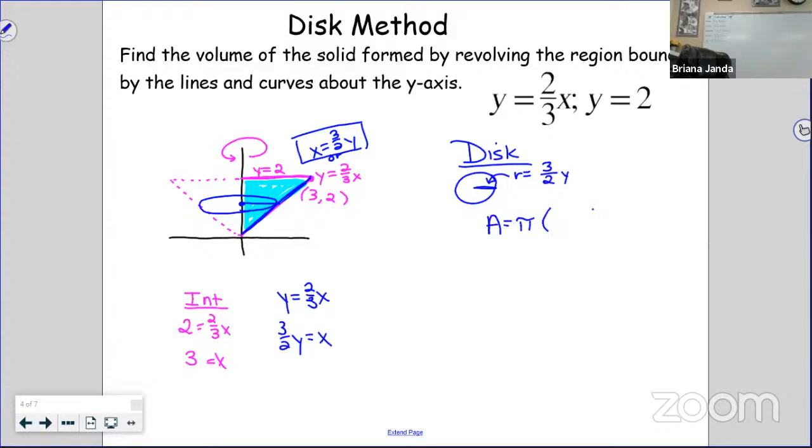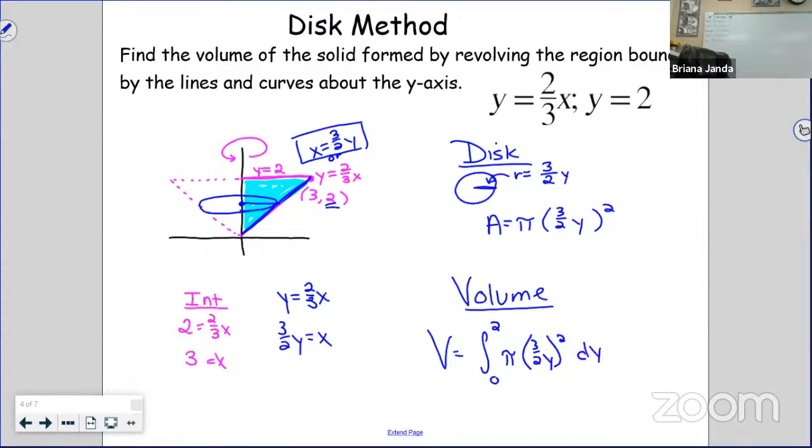Area equals pi r squared. Our radius, we now know, is 3/2 y. You are absolutely welcome to leave it like that, 3/2 y quantity squared, or you can simplify it to 9/4 y squared. Move to our volume. Again, we are integrating with respect to y. So now we got to think our bounds are bottom to top. Lowest point on here is 0. The highest point is our y value of that point of intersection, right? So up at 2, of our area, pi times 3/2 y quantity squared dy.